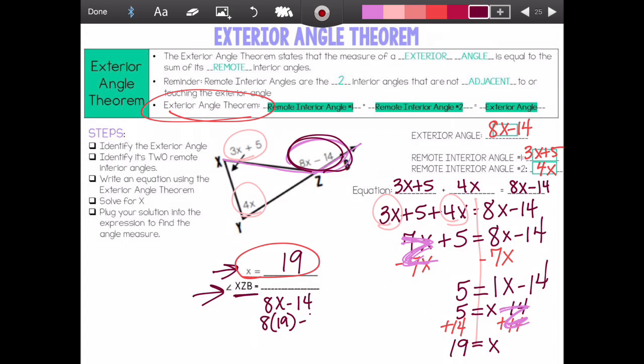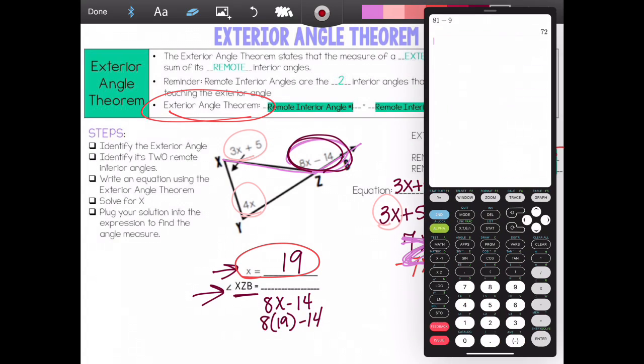So minus 14. I'm going to get my calculator out. 8 times 19 is 152 minus 14, and I get 138. So angle XZB is 138 degrees. Alright, if you got that right, give yourself a pat on the back.